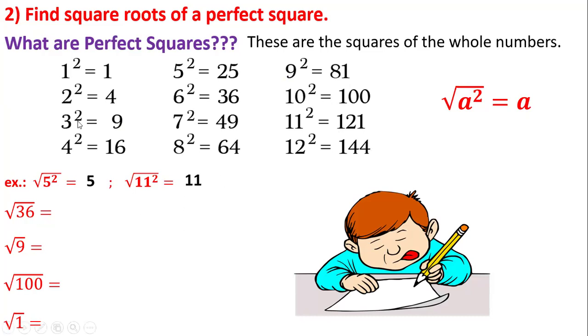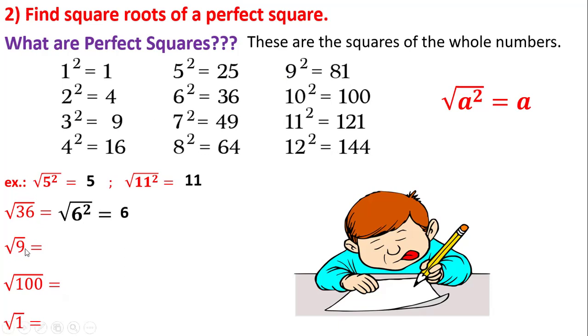Now radical 36. Is 36 a perfect square? Yes. 36 is the perfect square as 6 squared. So I write it radical 6 squared. Now the square cancels the radical. So my answer is 6.